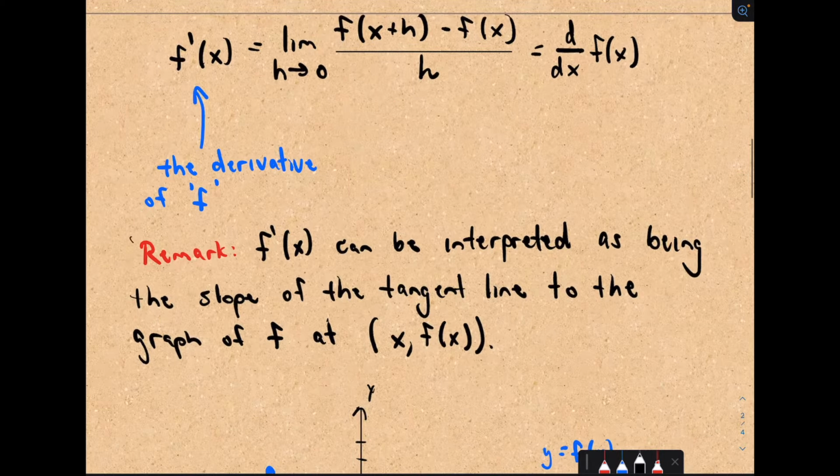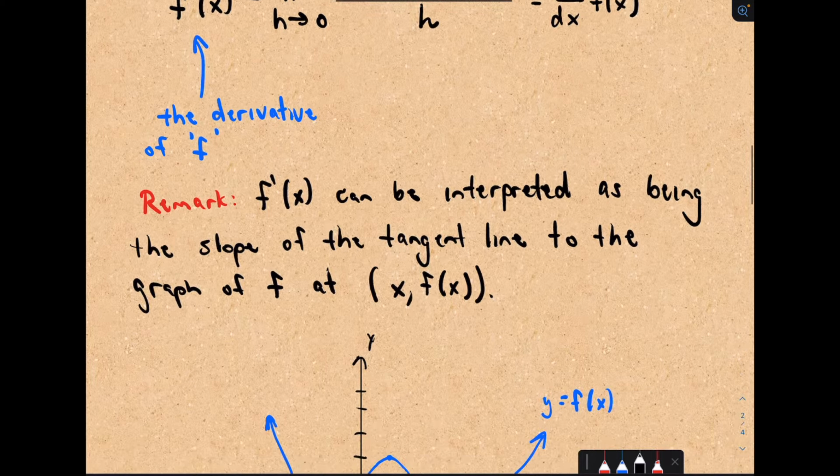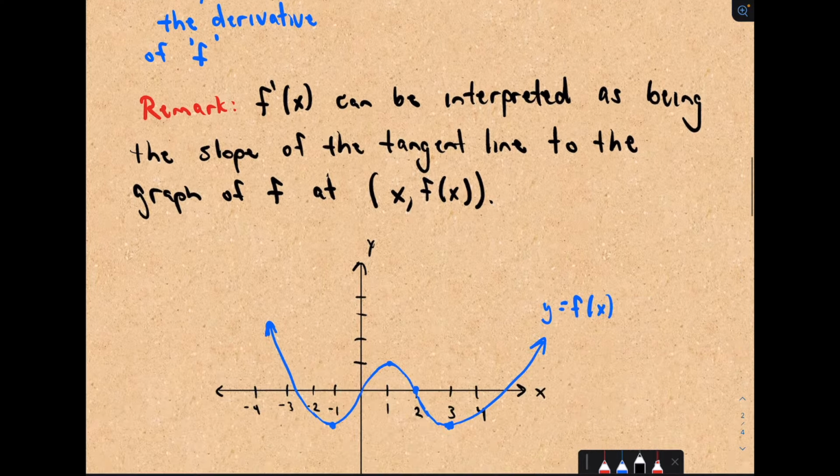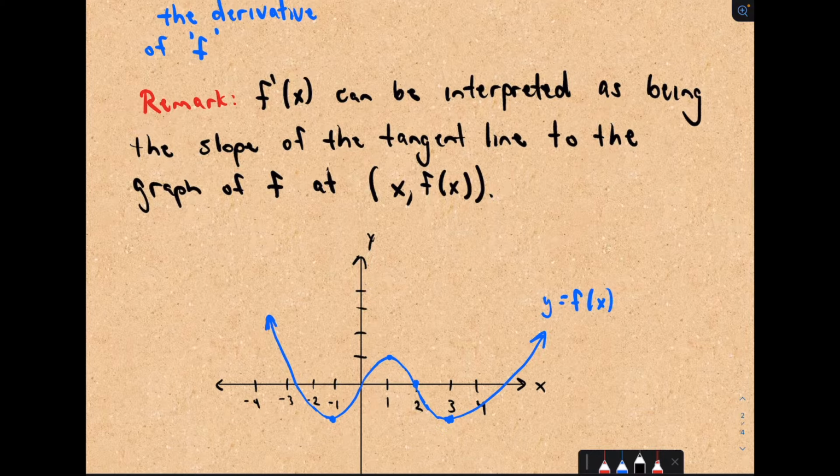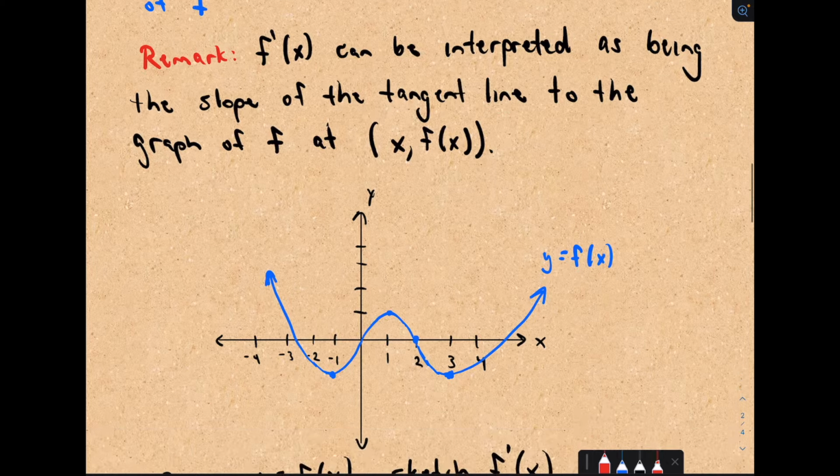So an important remark. F prime of x can be interpreted as being the slope of the tangent line to the graph of f at x, f of x. So the derivative can be interpreted as the slope of the tangent line at that x-coordinate on the original graph. This is something to always keep in mind.